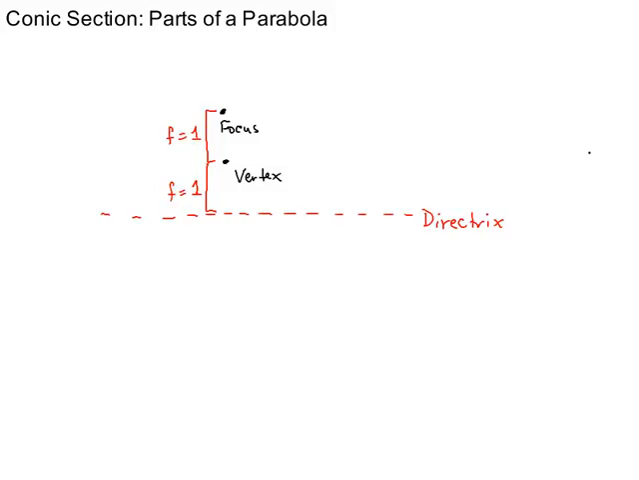Then you can measure the width of the parabola. It's 4 times this distance. So I need to go 2 units in each direction to get a total of 4. So 1, 2, 1, 2. And then I have 2 more points on the parabola. So the parabola starts at the vertex, wraps around the focus, going through these 2 points.